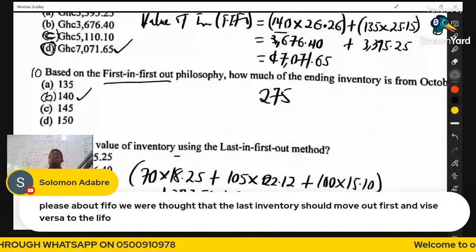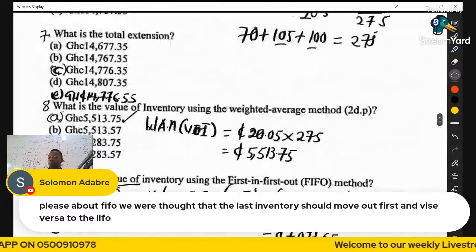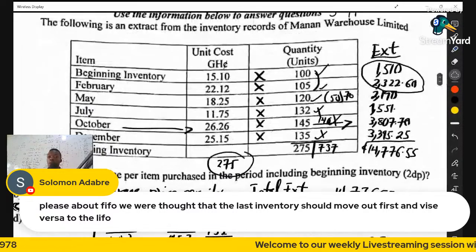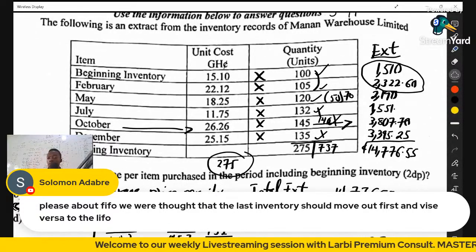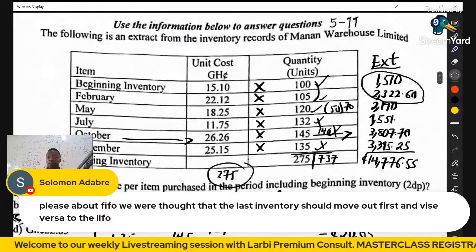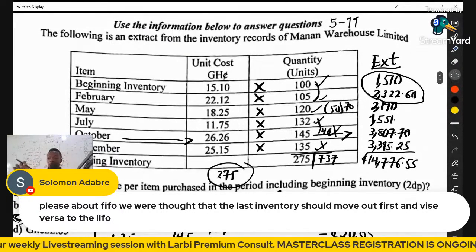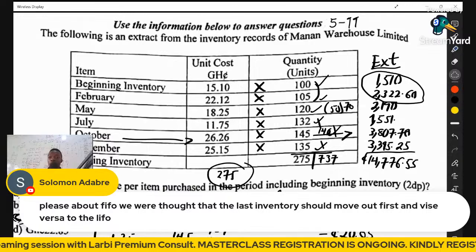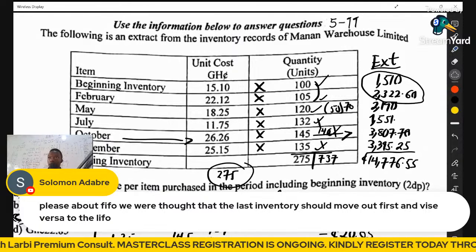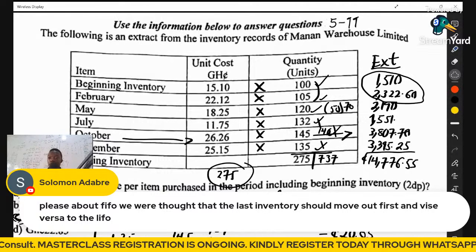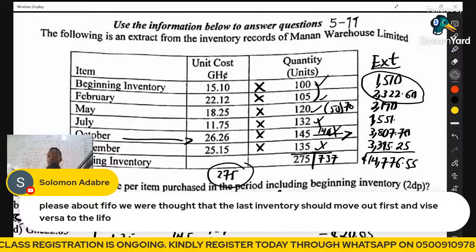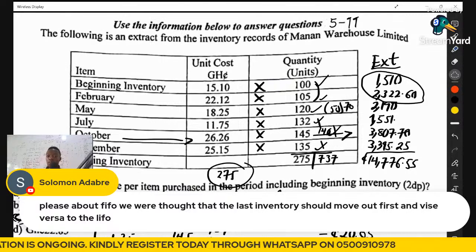Looking at this, you realize that the beginning inventory is the oldest inventory in stock, and that should be the one that goes out. When you analyze, you can clearly see that it is the beginning inventory that came into the warehouse the earliest, right? So if you want to use first in, first out, it should be the one that goes out first. You follow that till you get to your ending inventory and then you value that.